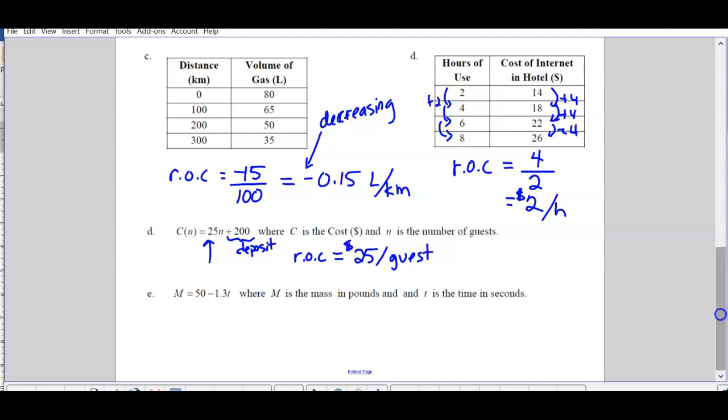Okay, next one, M is the mass in pounds and T is the time in seconds. So here, the coefficient of T is your rate of change, negative 1.3. What does that mean? It's negative 1.3 pounds per second. Okay. And we are done.